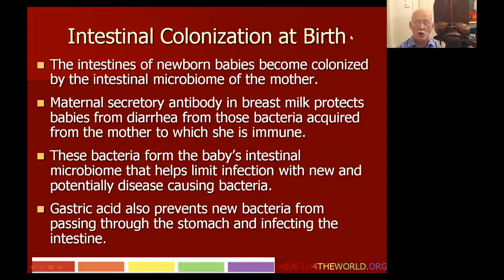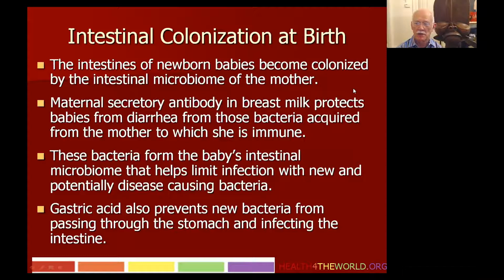The bacteria then form the baby's intestinal microbiome that helps limit infection with new and potentially disease-causing bacteria. Every time a baby picks up something from the ground and sticks it in his or her mouth, the baby is actually sampling their environment, and they're building up a library of immune responses against the familiar bacteria in their environment so that those do not produce diarrhea or illness.